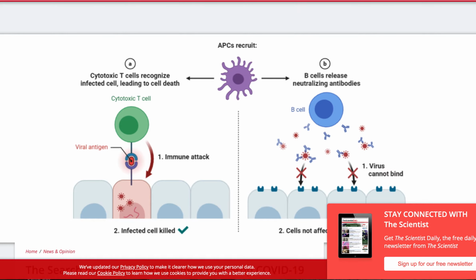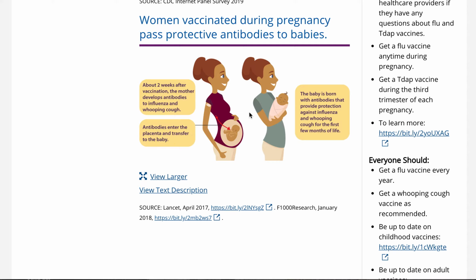So I think I did have a picture here. When a mom is vaccinated or she gets her own, oh, she has a little band-aid on her arm. I didn't notice that before.